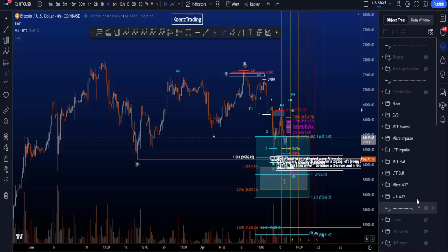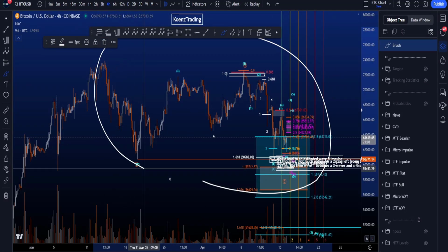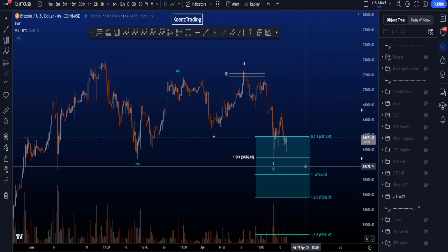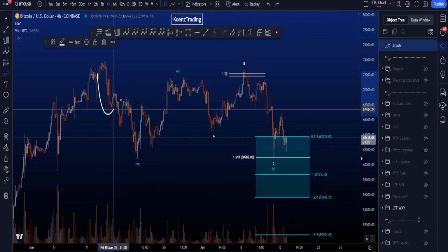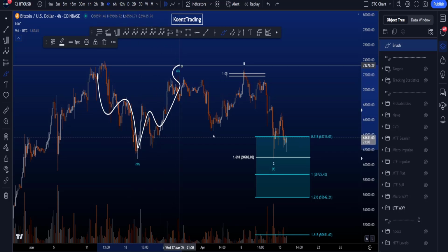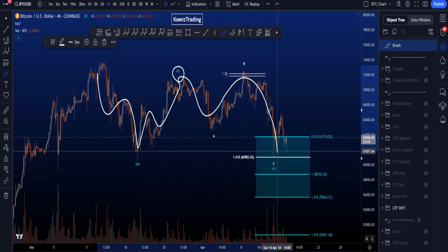Hi everyone, let's go over my bullish and bearish Elliott Wave scenarios on Bitcoin, starting with the most bullish scenario, where we have a finished WXY corrective structure where wave W is a zigzag, X a 3-wave corrective move, and then wave Y is a flat.